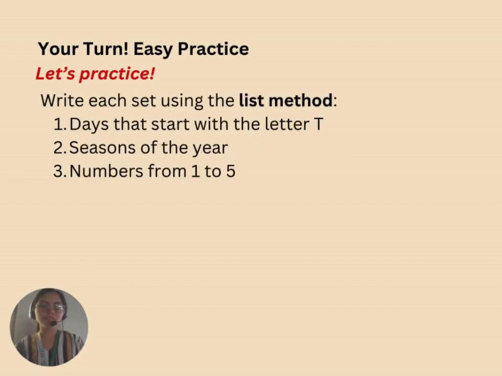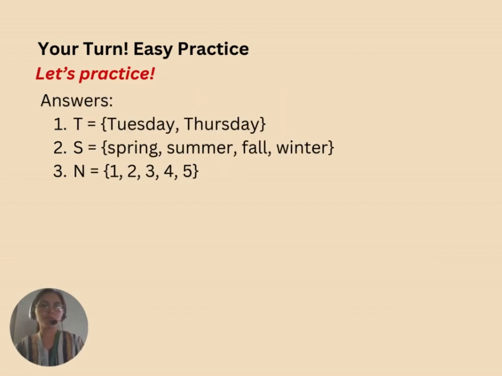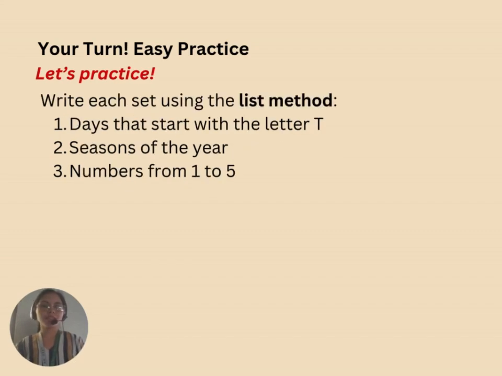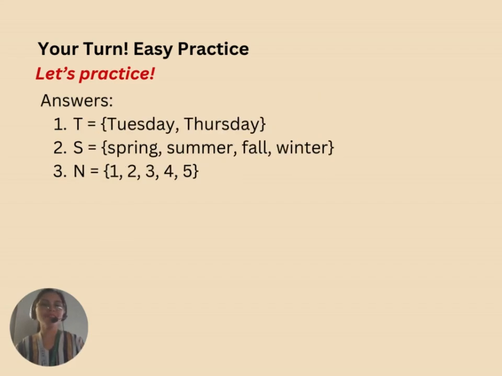Number two, we have seasons of the year. So what are the seasons of the year? We have spring, summer, fall, winter. Next is the numbers from 1 to 5. We have set N is equal to {1, 2, 3, 4, 5}. So that is how you are going to write sets using the listing method.